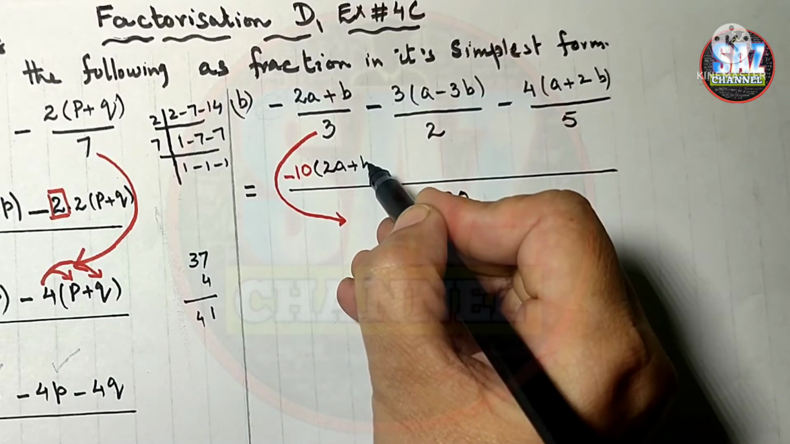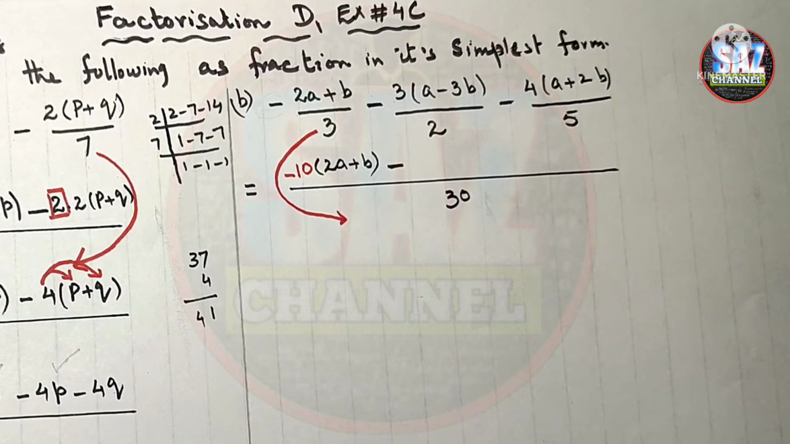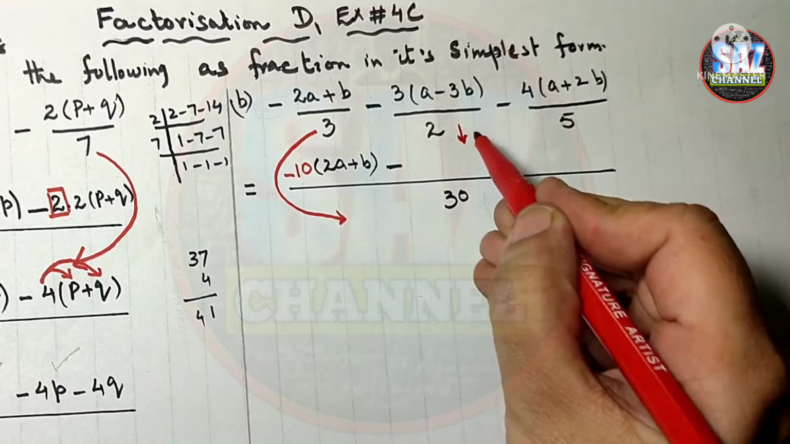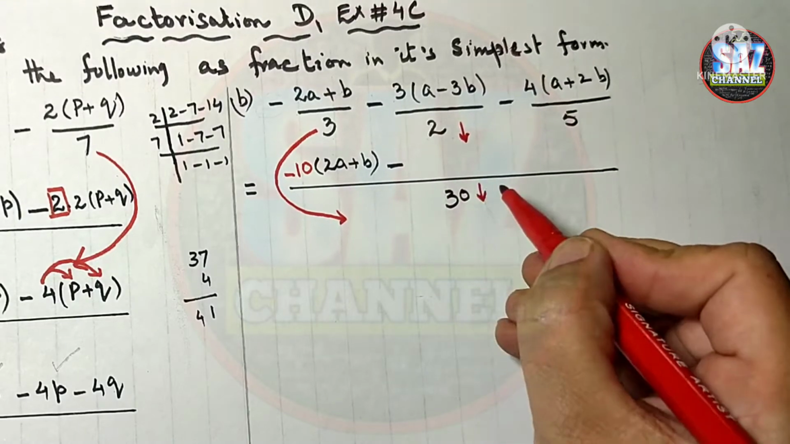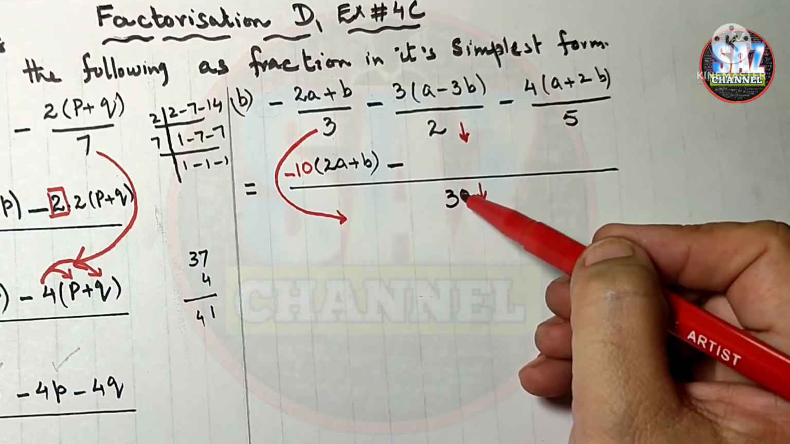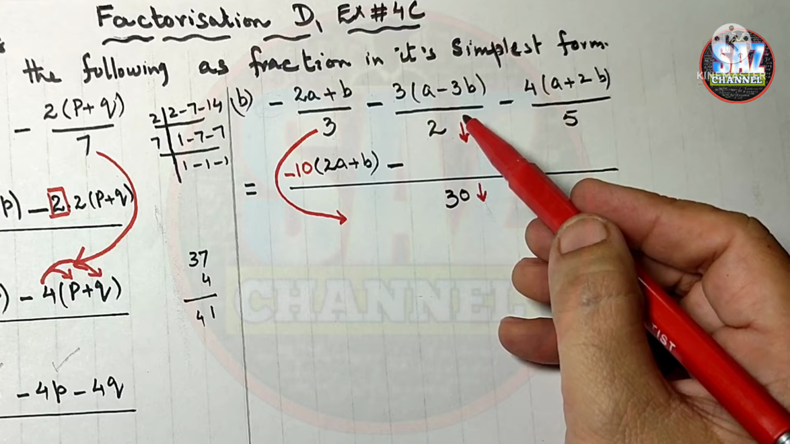2a plus b. Coming to the second part, the denominator is 2, but the LCM is 30. Now see, 2 how many times is 30, or this fraction is deficient of what?